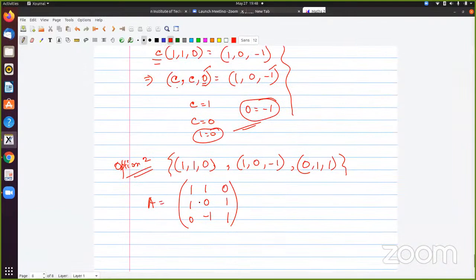Now, what about the second one? Second one, this is the same set given. Dependent, sir. You have to check the determinant. The determinant is zero. This matrix is not invertible.